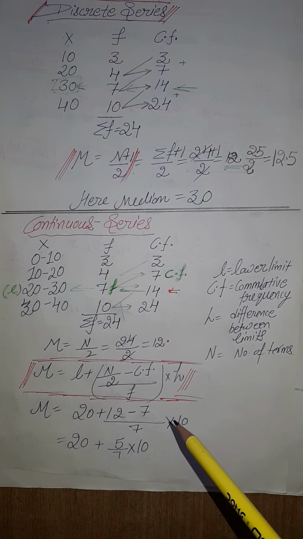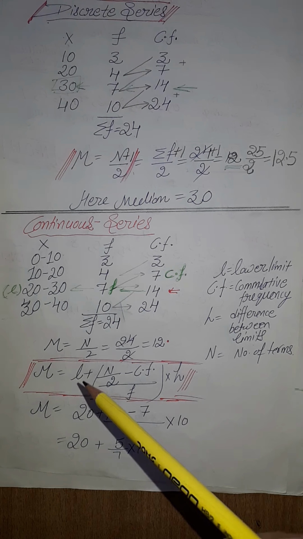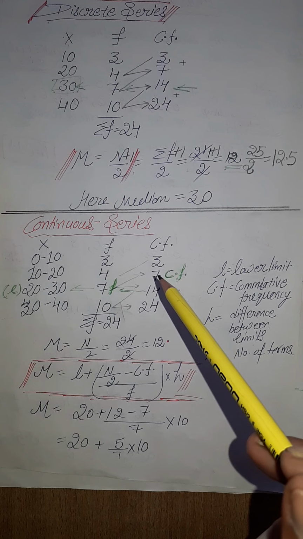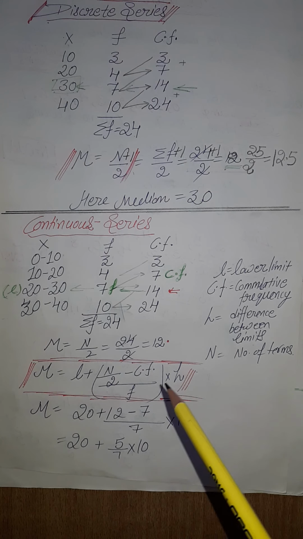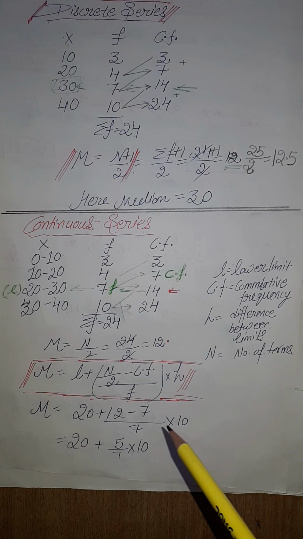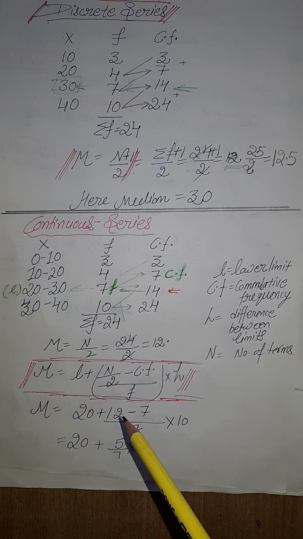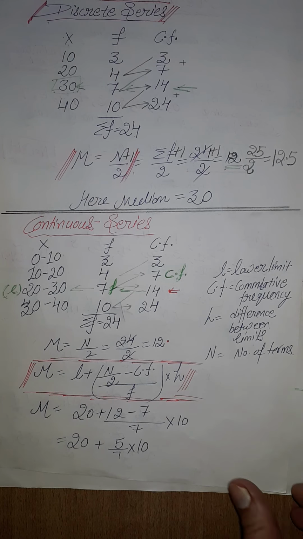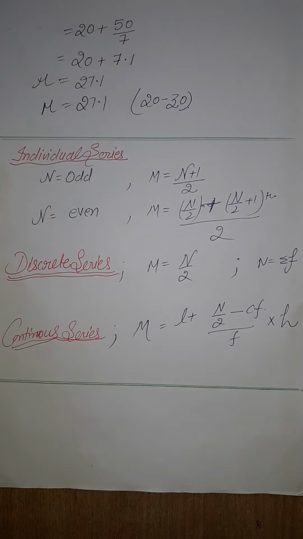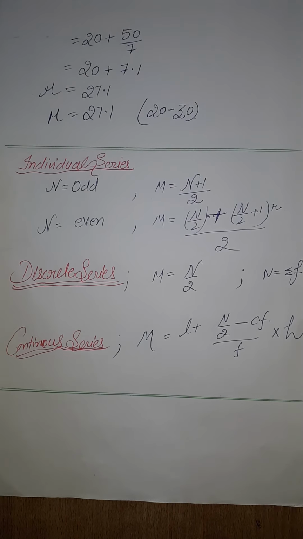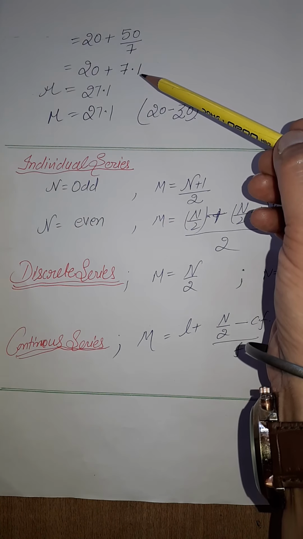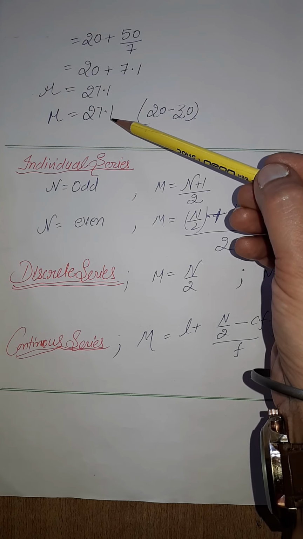Now put all the values in your identity. Lower limit is 20, n by 2 is 12, CF is 7, and f is 7 and put the value of h also. Now by solving it, cancelling 7, subtracting 7 from 12, you get 5. After solving, you get your answer 50 by 7. By dividing the 50 by 7, you get 7.1. By adding this, you get your answer.